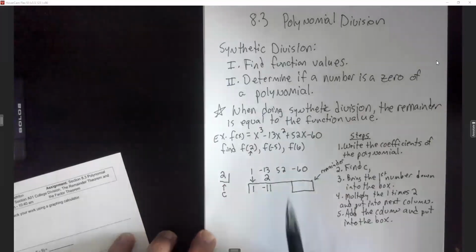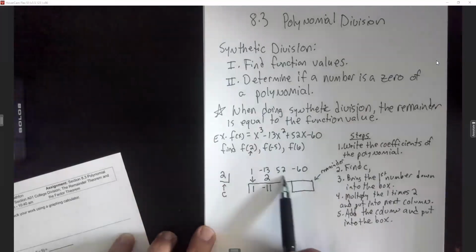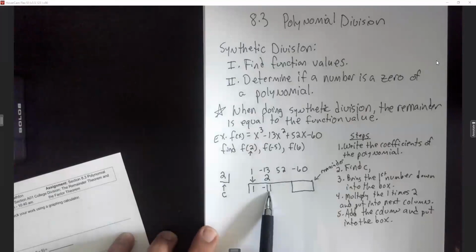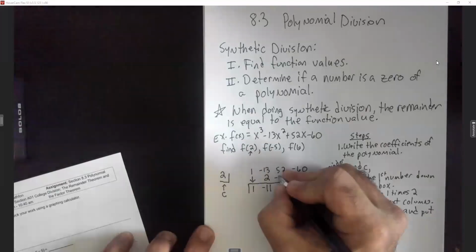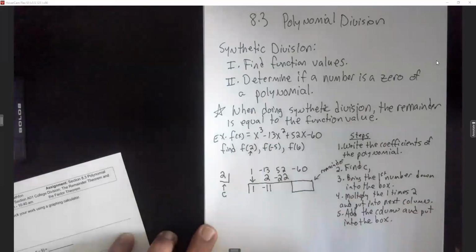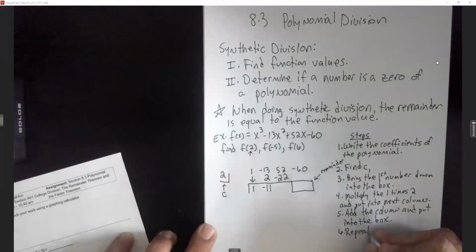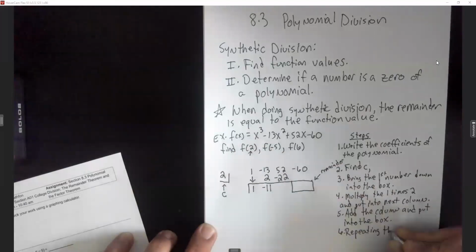All right, y'all, guess what? I need to find the next number that's going to go under the 52 in that column. So to get that number, I'm going to take the number we just put into the box, multiply by the C. So -11 times 2 is -22. So what we're doing now is repeating the process.